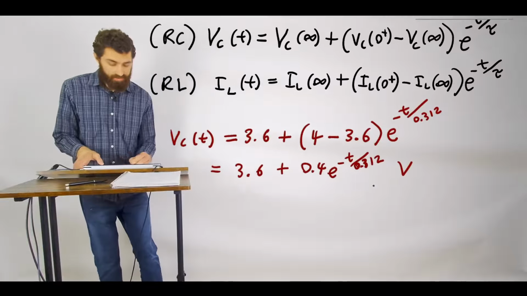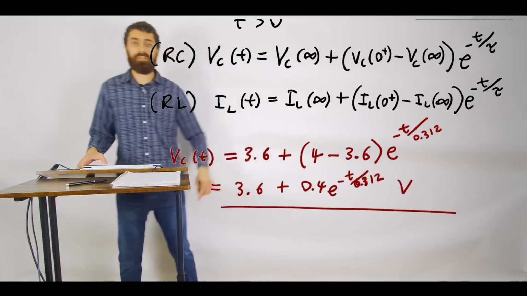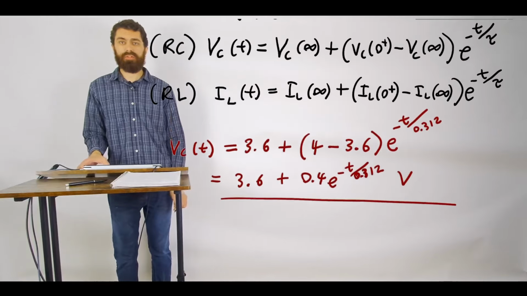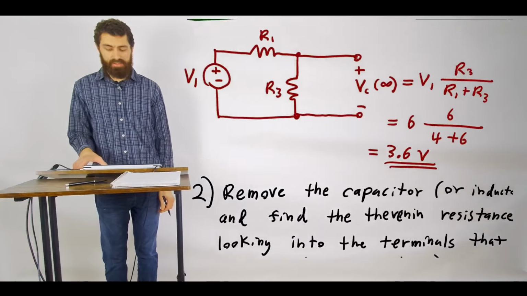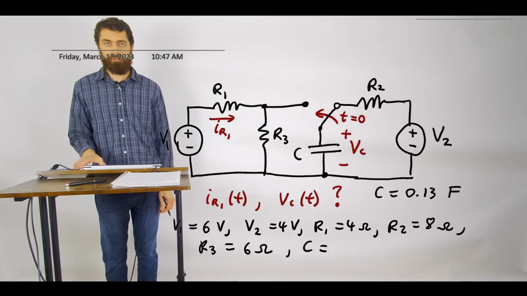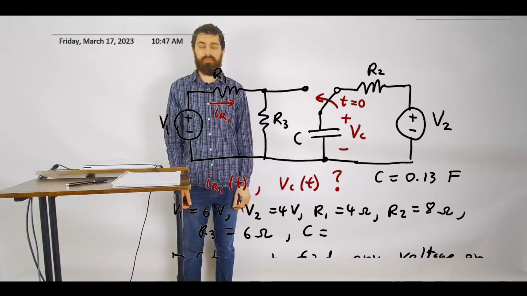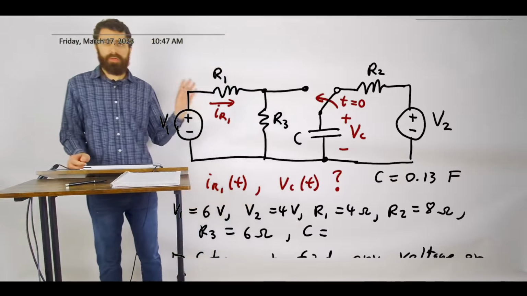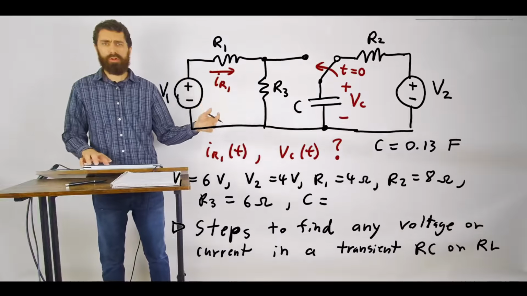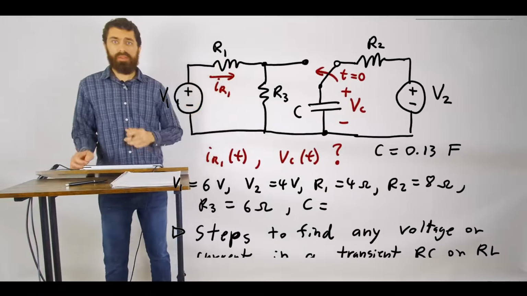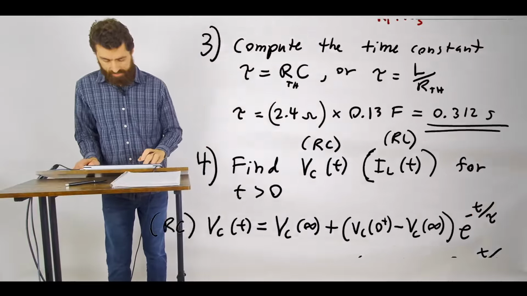So that describes the voltage as a function of time in our circuit, and that is what we wanted. One of the things we wanted to find was this capacitor voltage. The other thing we also want is to be able to find any sort of voltage or current in our circuit. The way you do that is the last step here.